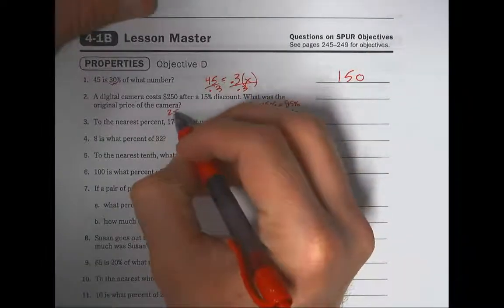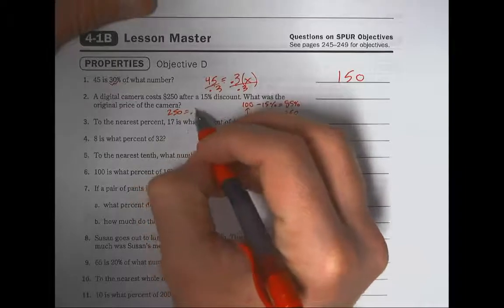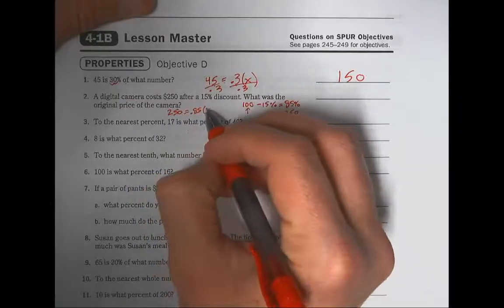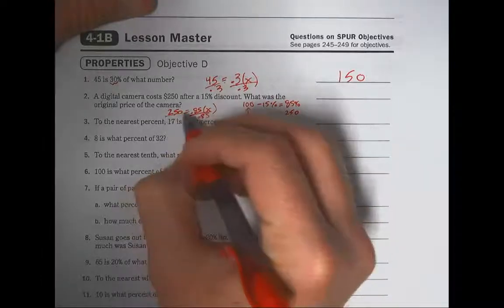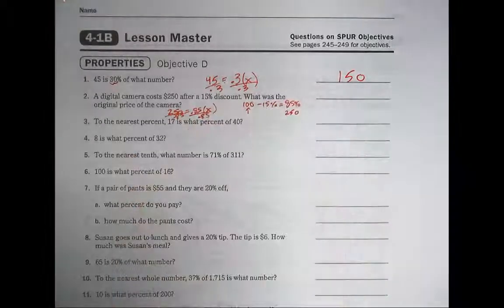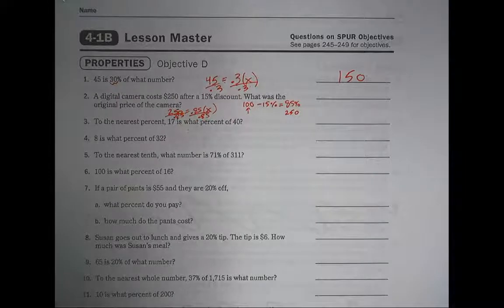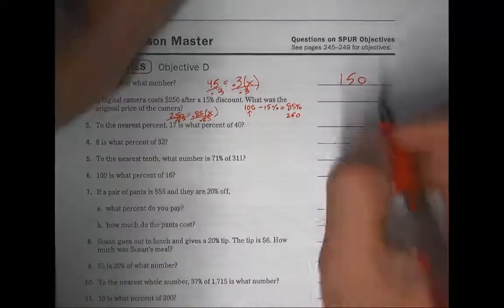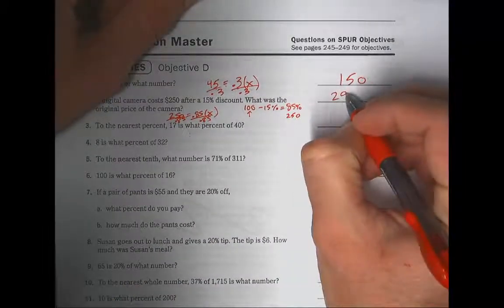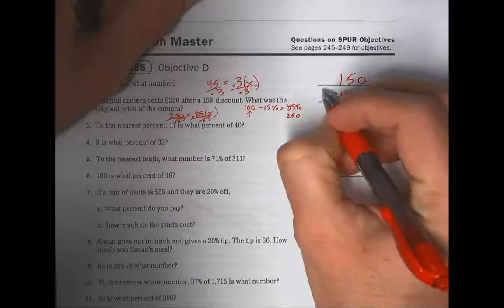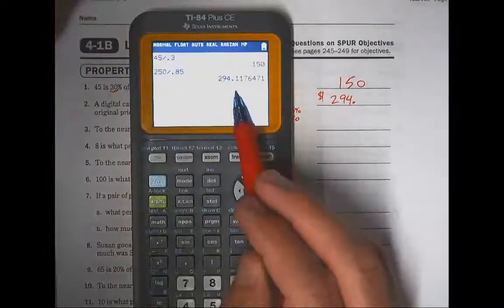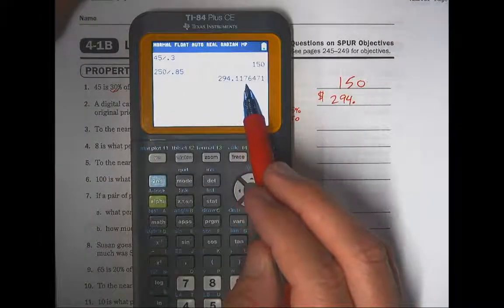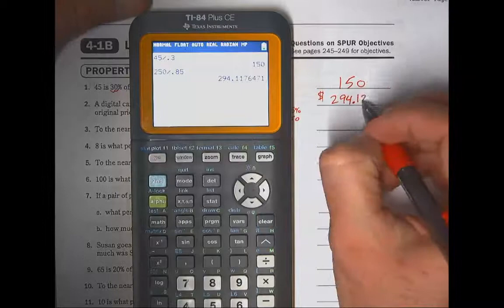We're going to write that as an equation. $250 is 85% of the original cost, which we don't know. So divide by 0.85. 250 divided by 0.85, and you get $294. And you don't get a perfect decimal, so you round it off. We're going 2 spots to deal with money. So instead of 11 cents, the 7 bumps it up to 12.